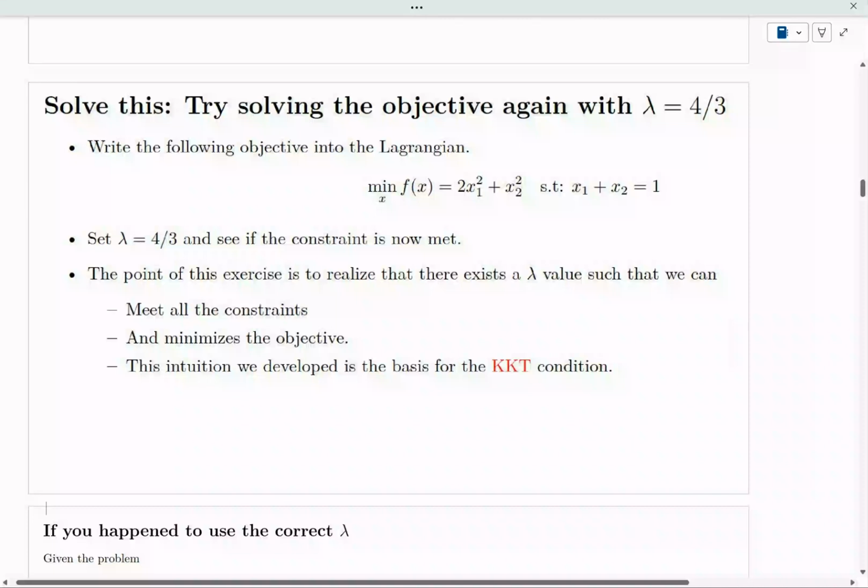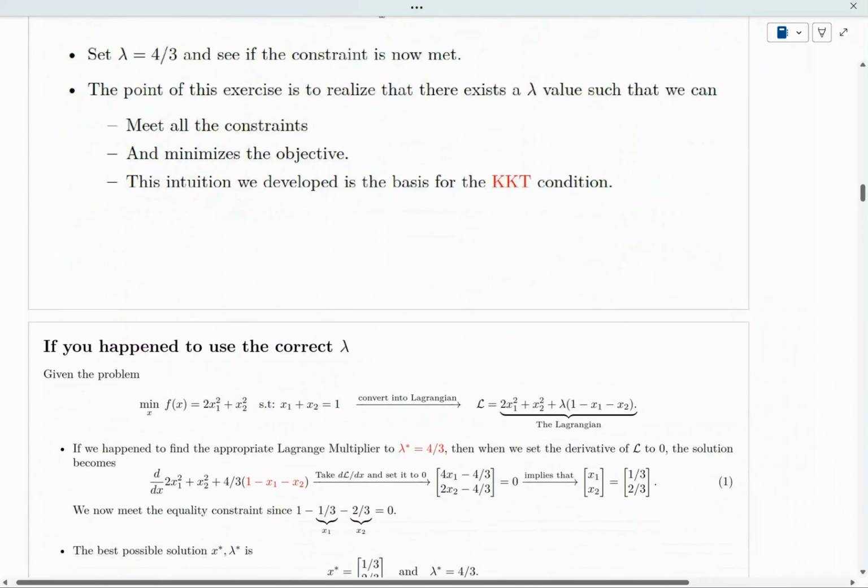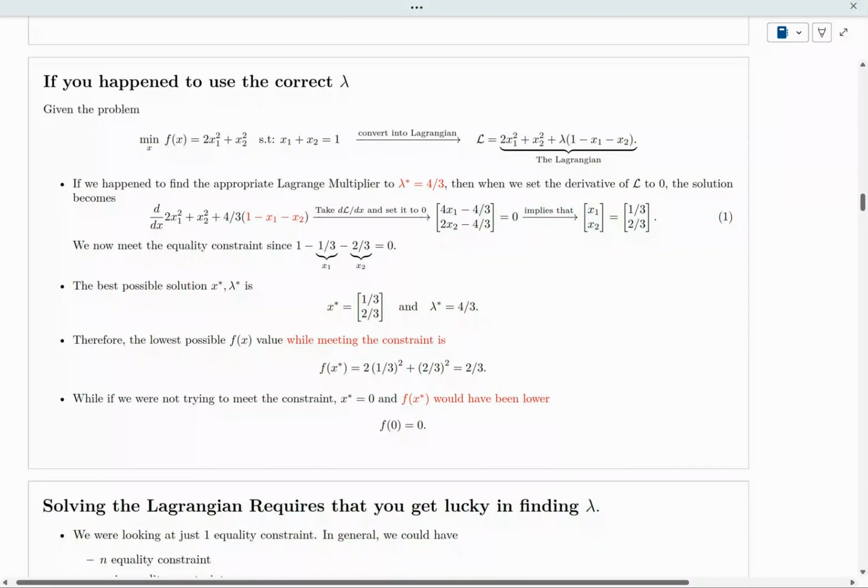All right, welcome back to part two. So last time you were trying to solve this problem, right? You were trying to solve it assuming that lambda is equal to 4 over 3. And if you happen to solve it, here's the solution.